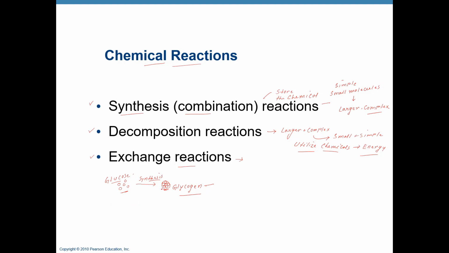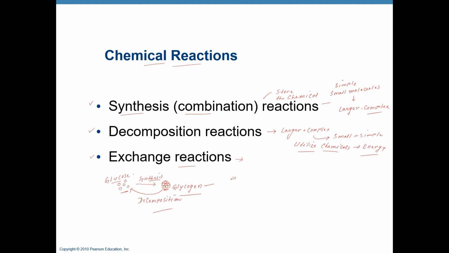Decomposition is just opposite. If you break the glycogen from the stored source, then this glycogen will release the glucose, and that can be used to produce ATP by metabolism. So this is decomposition, the opposite of synthesis. Another example could be amino acids.